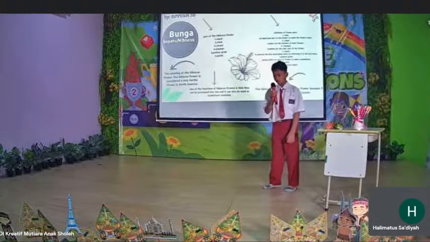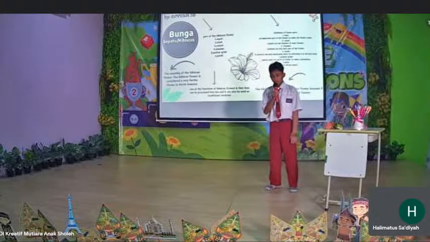And the fifth is pollen grains. Pollen grains make pollination. And the last is petal. Petal is used to attract insects.